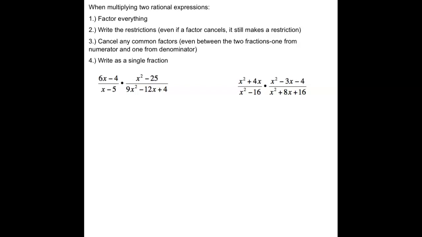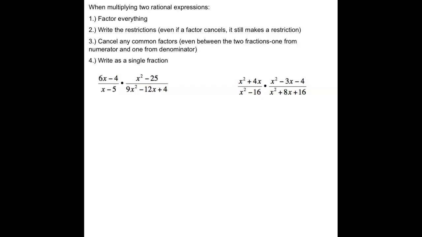Then we're going to look at restrictions. Anything that would make any of the factors in the denominator 0 has to be restricted out. Then we're going to look for common factors that we can cancel. And as long as we're taking one from a numerator with one from a denominator, we can reduce those out. And then we'll combine what we have left into a single fraction.